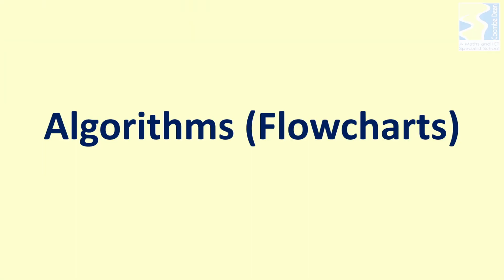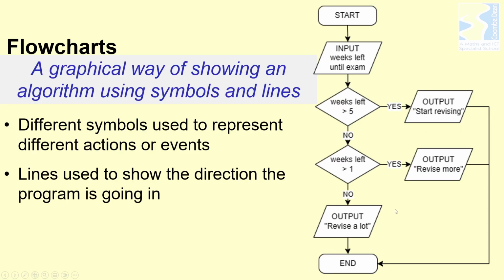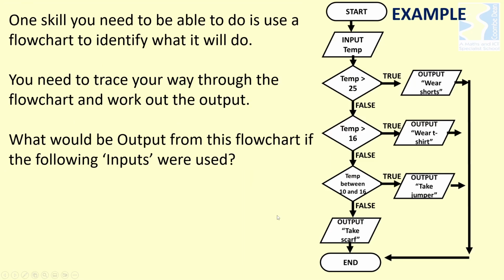Okay, moving on. So now we know what computational thinking is, let's have a look at particularly the algorithmic thinking: flowcharts. A flowchart is a graphical way of showing an algorithm using symbols and lines, with different symbols used to represent different events or things in the flowchart. And the lines represent the direction the program is going in. So one skill you need to be able to do is identify what a flowchart will do in the exam. Have a look at this one.